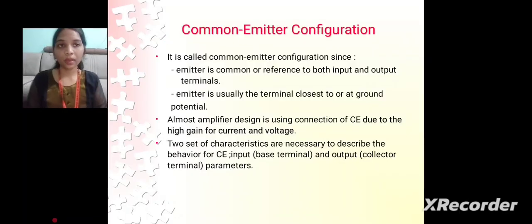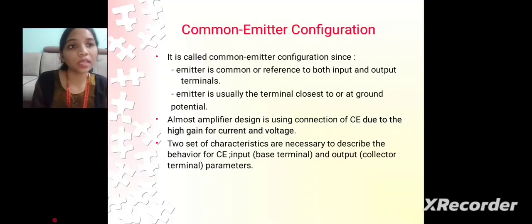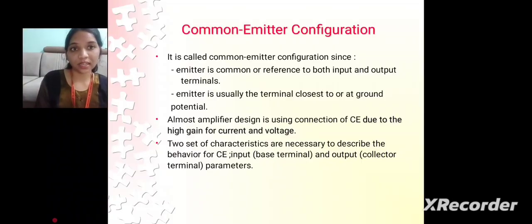Then, common emitter configuration. It is called common emitter configuration since the emitter is common or reference to both input and output terminals. Emitter is usually the terminal closest to ground potential. Almost all amplifier designs use the CE connection due to the high gain for current and voltage. Two sets of characteristics are necessary to describe the behavior of CE: input base terminal and output collector terminal parameters.